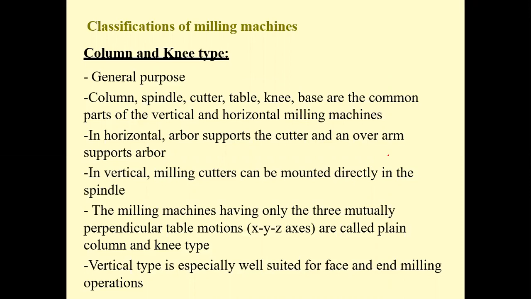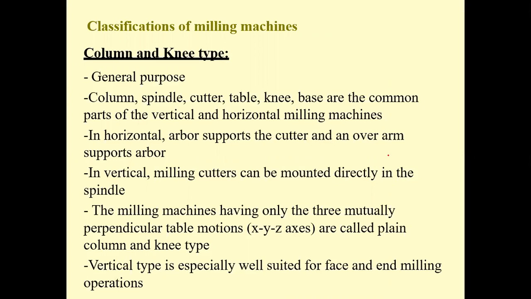This is the most general purpose milling machine. It has a column, spindle, cutter as well as a table. The knee and base are the common parts of any vertical or horizontal milling machine. The column and knee type milling machine may be horizontal or vertical, depending upon the axis of rotation of the cutter; it is vertical if the axis is in the vertical direction. So column, knee, spindle, cutter, table, base, etc. are the common parts of any milling machine.